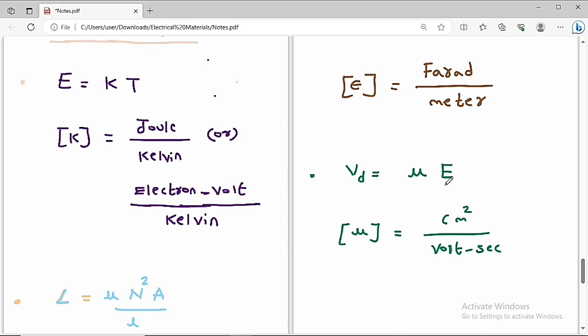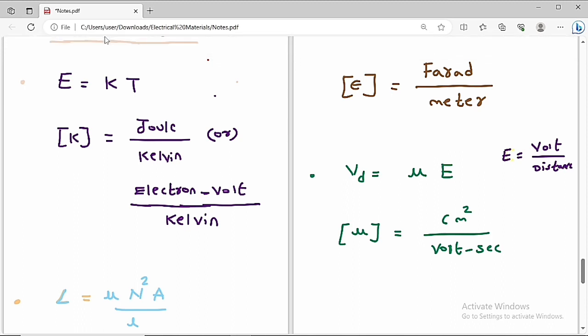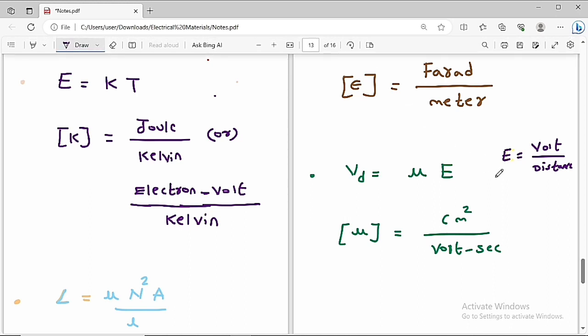And electric field is the ratio of the voltage to the distance. So E is equal to volt per distance. You know this formula, right? E is equal to V by D, where V means voltage and D means distance. The unit of the voltage is volt and the unit of distance is meter.